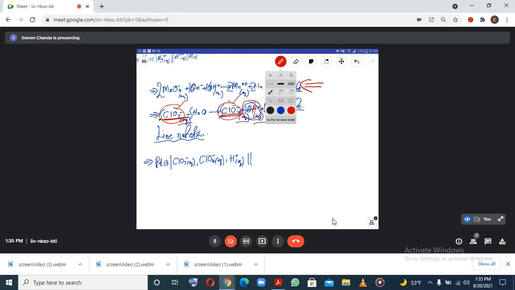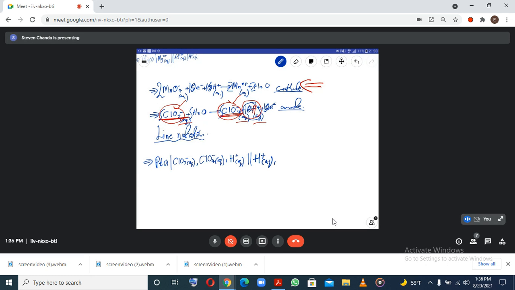Of course, we are putting the hydrogen ions just for some sort of uniformity. Anyway, that's about it. Now, for this one, we have to follow how that reaction is.